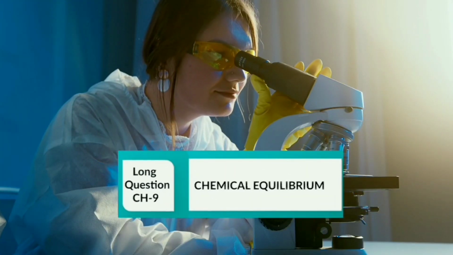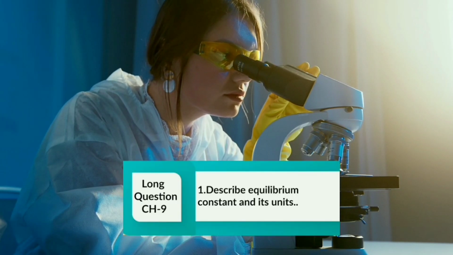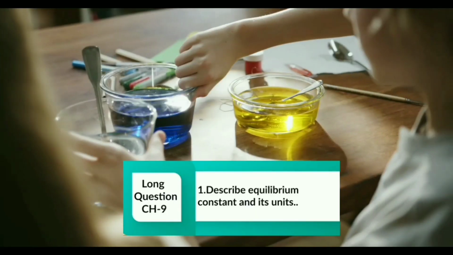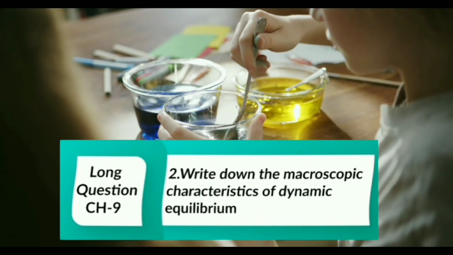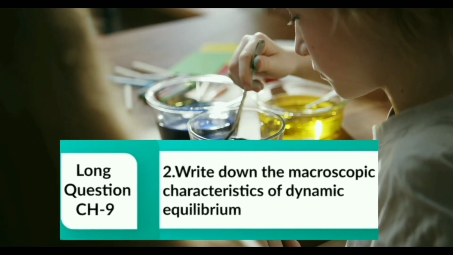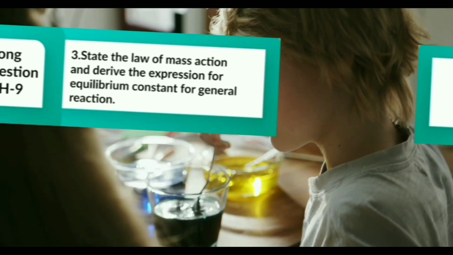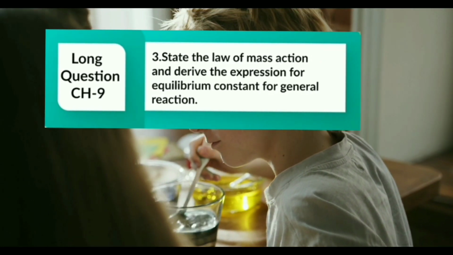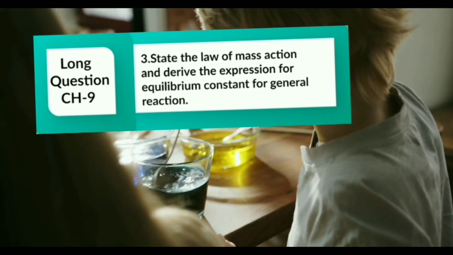Let's discuss the most important questions of chapter 9, which is chemical equilibrium. Let's get started. Question first is, describe equilibrium constant and its units. Second long question is, write down the microscopic characteristics of dynamic equilibrium. Third long question is, state the law of mass action and derive the expression for equilibrium constant for general reaction.